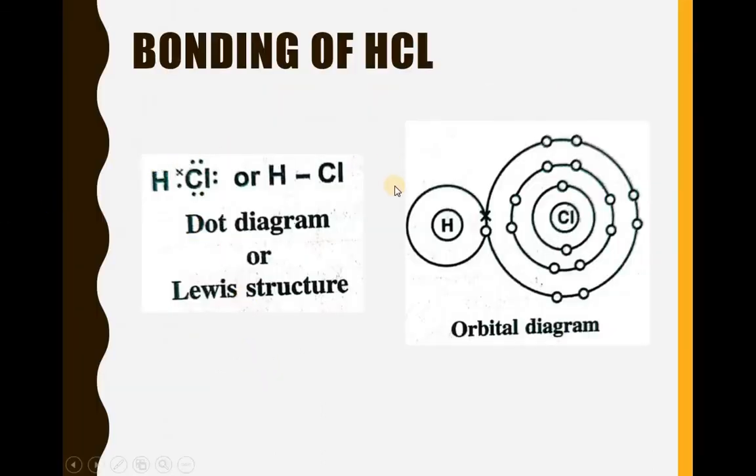So this is the bonding of hydrogen chloride. You know this one, that dot diagram or Lewis structure. This is the covalent bonding. Hydrogen has 1 electron and chlorine has 7 electrons. When they both share, hydrogen occupies the structure of helium, that is duplet structure, and chlorine gets the structure of argon, that is octet structure, and both of them share the 2 electrons, one donated by hydrogen, another donated by chlorine. So this is the orbital diagram of hydrogen chloride, and this is the electron dot structure, or it is also called the Lewis structure.